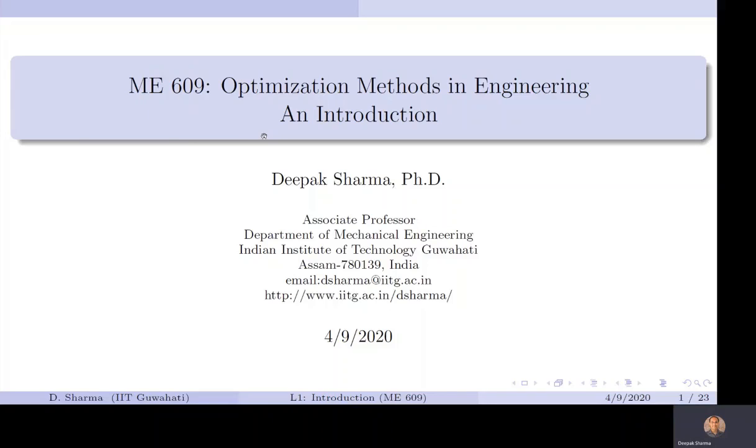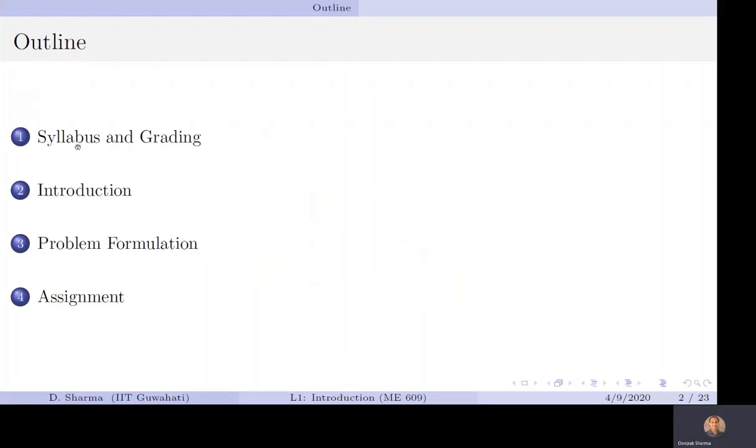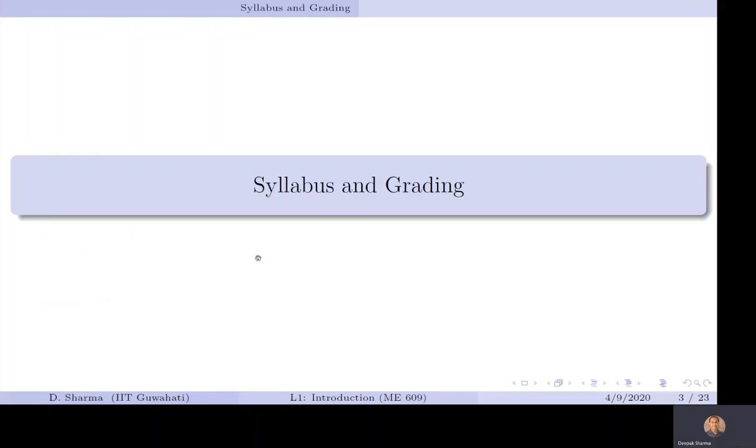In this particular lecture, I will be covering an introduction. I have divided this lecture into 4 parts. I will discuss the syllabus and grading first, followed by introduction. Then we will move to problem formulation, and then there will be an assignment at the end. Let us begin with the syllabus and grading.